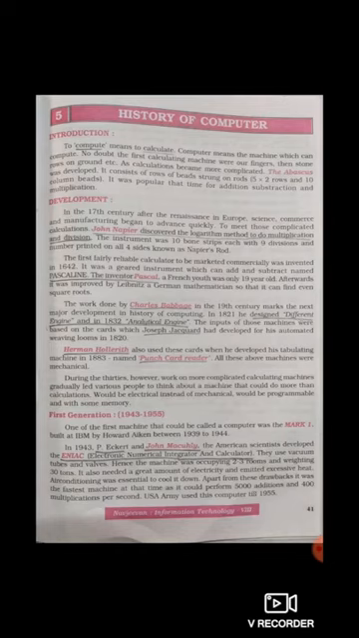This paragraph talks about two other people. The first one is Charles Babbage. Charles Babbage is also known as the father of modern computing. Why? Because of his major contribution in the history of computing, when he designed the difference engine in 1821, and then in 1832 he came up with the analytical engine.